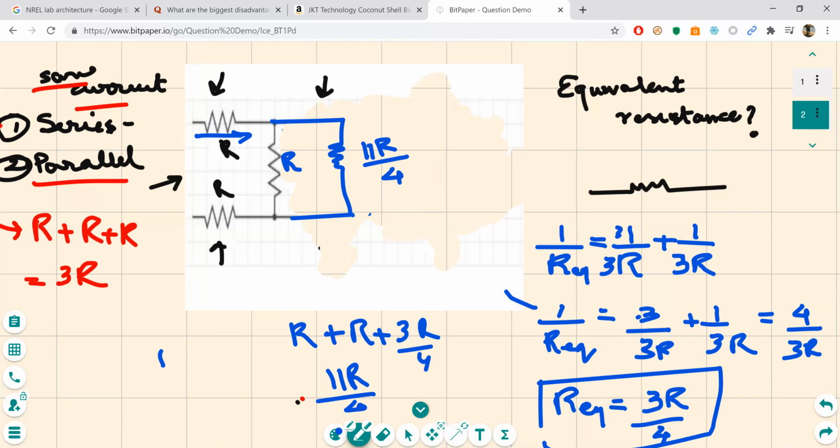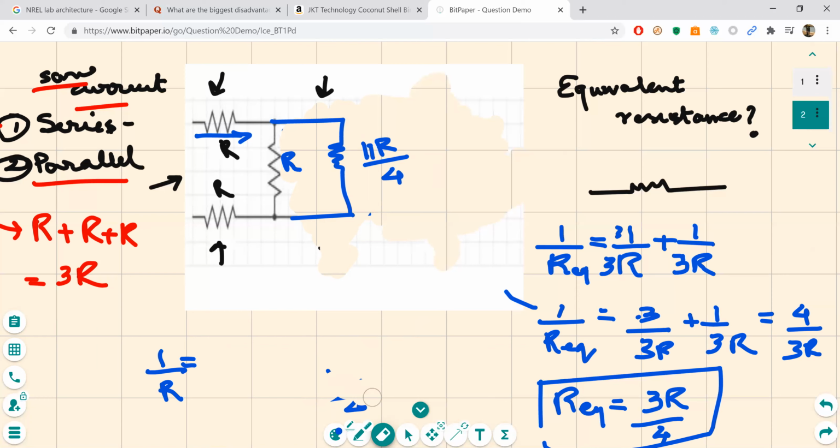Now again, the same logic: 11R over 4 is in parallel with R. You can see why they're in parallel. Because like we said, one end of this resistor is connected to one end of the other resistor, and the other end of this resistor is connected to the corresponding other end of the 11R over 4 resistor. So the equivalent of these two will be 1 over the first resistance, the order doesn't matter, and 1 over the second resistance, 1 over 11R over 4.